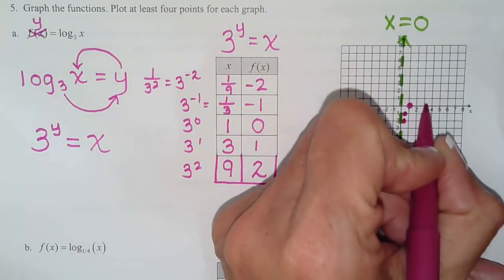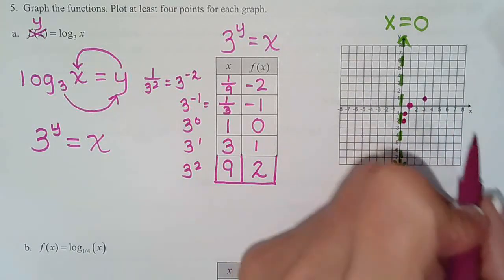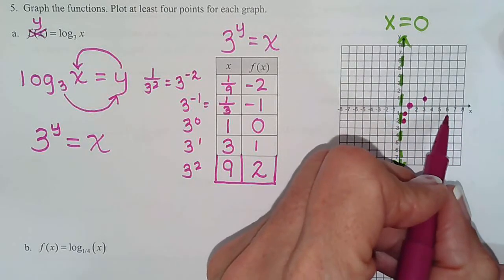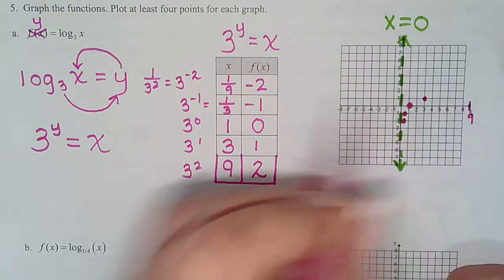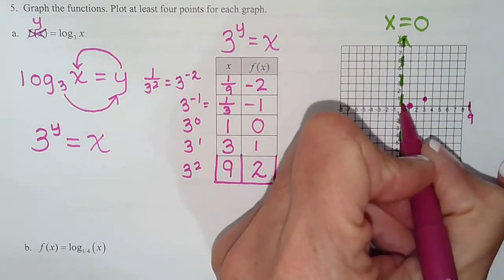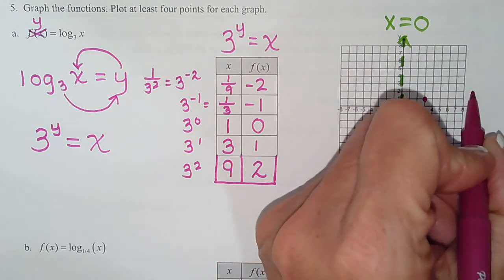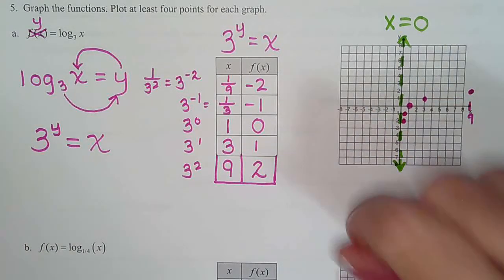3 goes with 1, and 9, 6, ooh, I guess we have to make an extra line there. So 9 goes with 2. So you see the general outline of our graph.